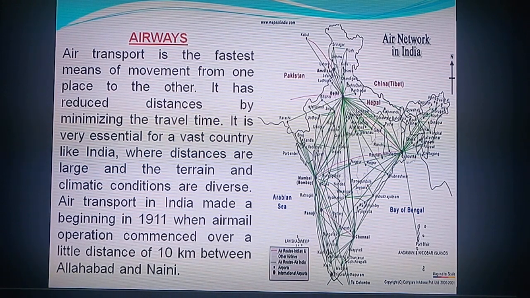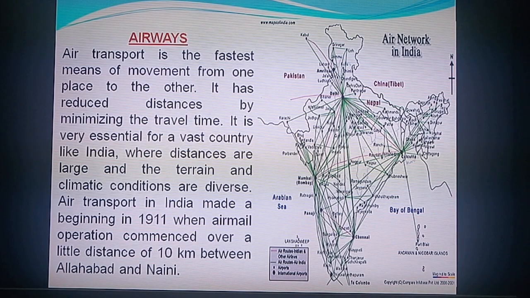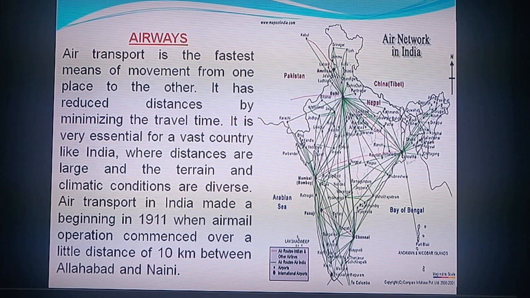Now quickly we will study about the airways. So you can see in the map first, they have shown such busy routes. So many routes are there in our country. We have like a web. You can see the air network in India. Different flights, different routes from one city to different cities, from one country to different countries. Right? So that is all about airways.